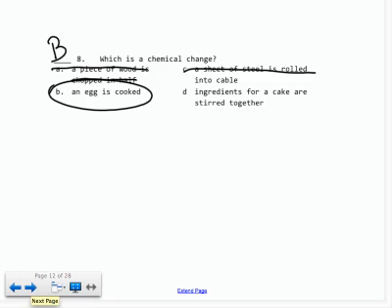A sheet of steel rolled into cable, you're just changing the shape of the steel, not changing the composition. And stirring the ingredients for a cake together doesn't change their chemical composition. Cooking a cake or baking a cake would change the composition, so that would have been a chemical change.